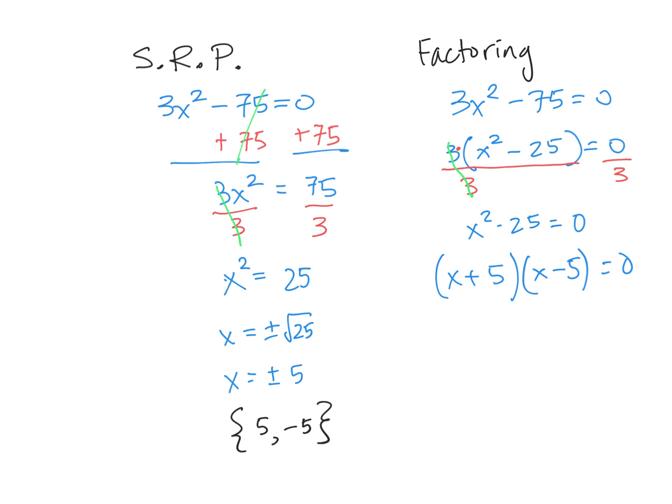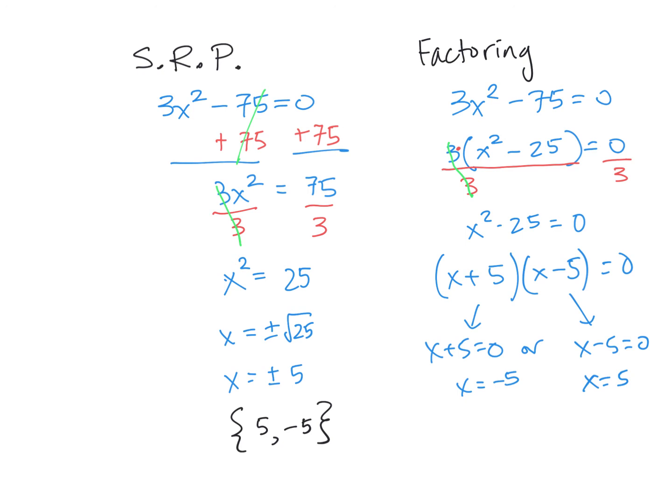Okay, so having factored it completely, zero factor theorem says I can now set each factor equal to 0. So either x plus 5 equals 0 or x minus 5 equals 0. So solve each of those for x, and I get x equals negative 5 here, or x equals positive 5 here. Same thing I said right here. My two solutions are positive 5 or negative 5. Okay, two good ways to work this problem.